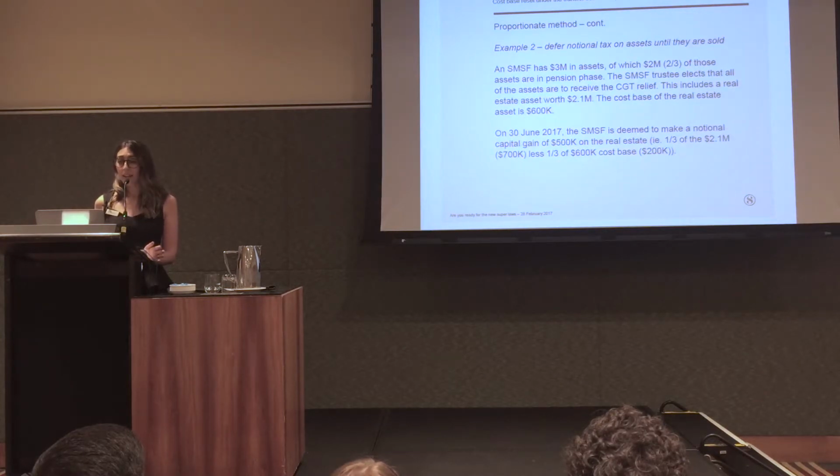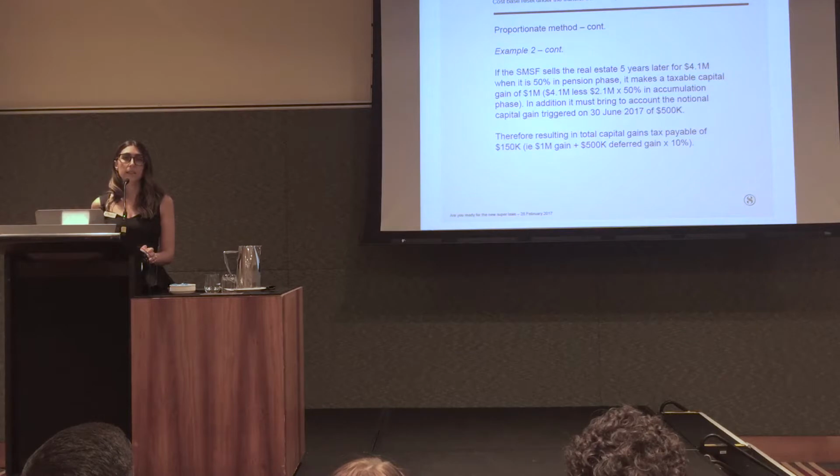So looking at it from the other way, if you choose to defer the notional tax on the assets until they're later sold, again, the SMSF has $3 million of assets, 2 million of those are in pension phase, but this includes real estate assets worth 2.1 million, and the cost base of that asset is 600,000. So on 30 June 2017, the SMSF is deemed to make a notional capital gain of 500,000. Again, calculated as 1/3 of the $2.1 million market value, less 1/3 of the $600,000 cost base.